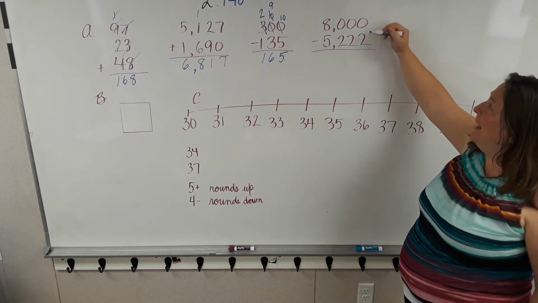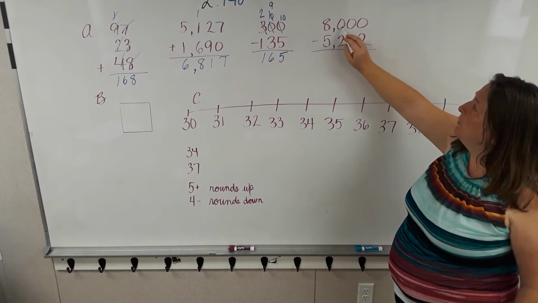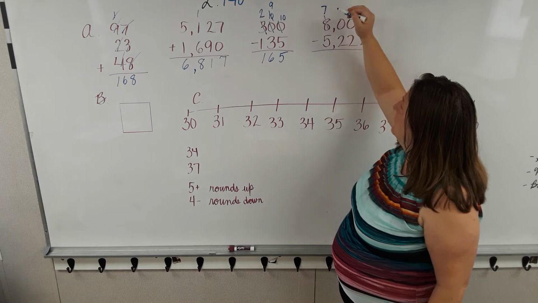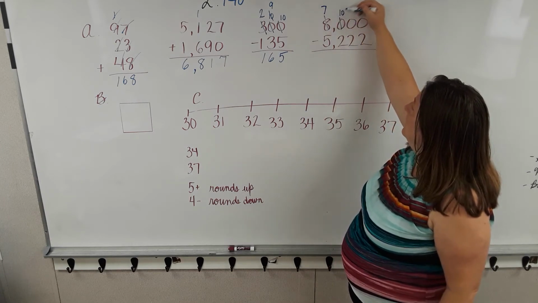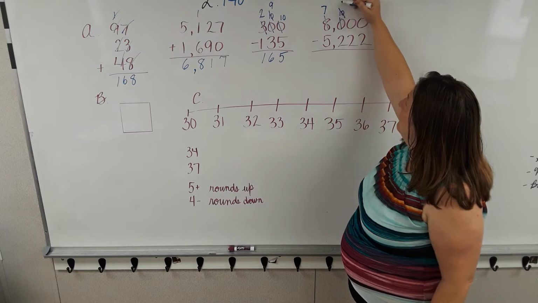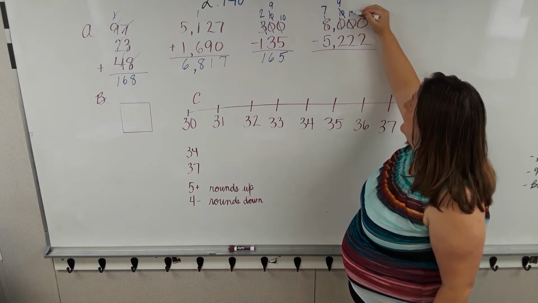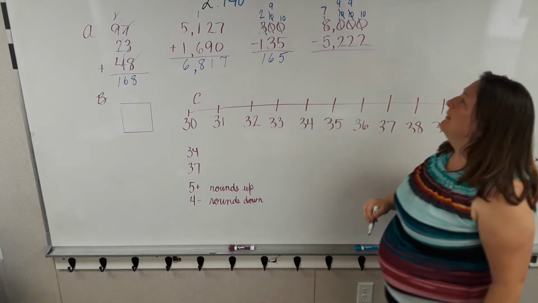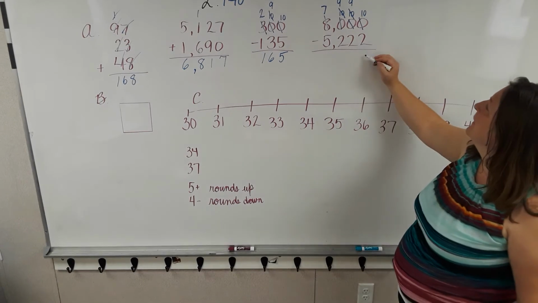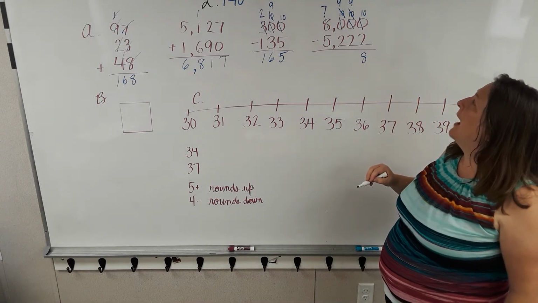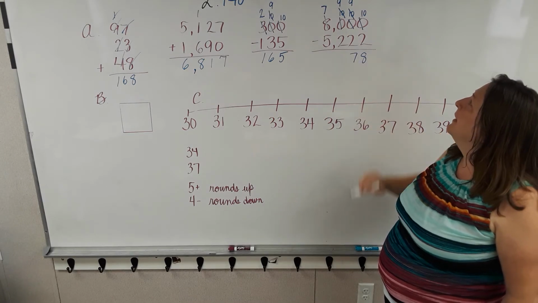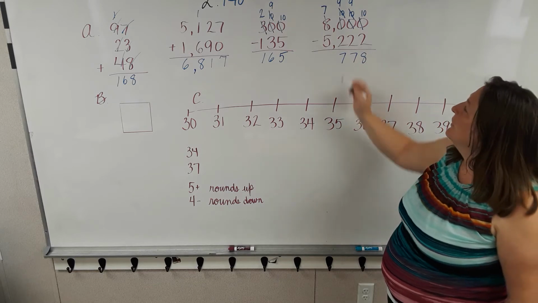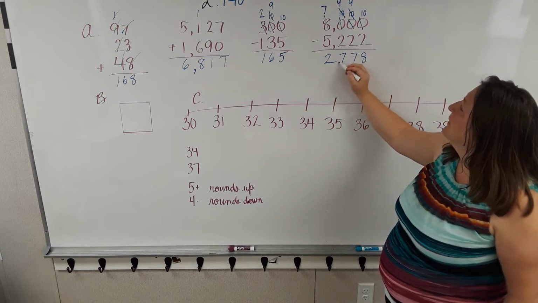0 minus 2, have to borrow. Try to borrow from this one. Finally borrow from 8,000s. Make it 7,000. Make this a 10. Now in order to make this a 10, I have to borrow from this 10, make this a 9. Now this becomes a 10. Now you have to borrow from this 10, make it a 9, in order for this to become a 10. 10 minus 2 equals 8. 9 minus 2 equals 7. 9 minus 2 equals 7. 7 minus 5 equals 2. Ones, tens, hundreds, comma.